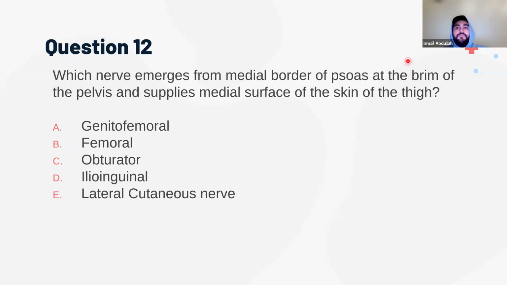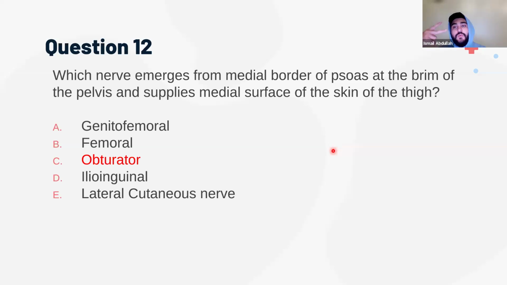All right. So, which nerve emerges from the medial border of the psoas at the brim of the pelvis and supplies the medial surface of the skin of the thigh? This is pure memorization, honestly. It's a recall question. Okay, so it's not going to be A. It's going to be C, actually, because it's the medial surface of the skin.